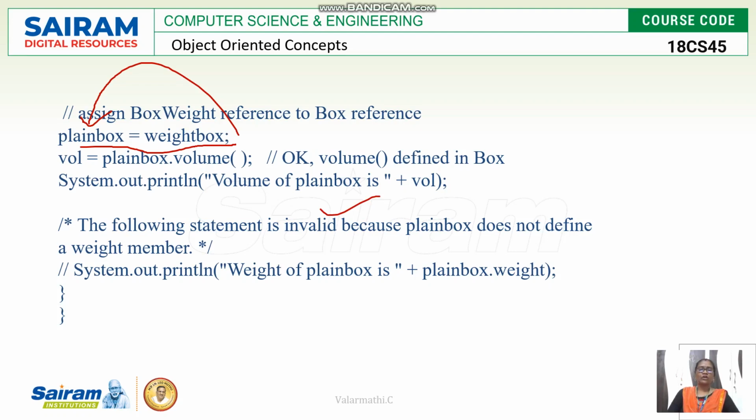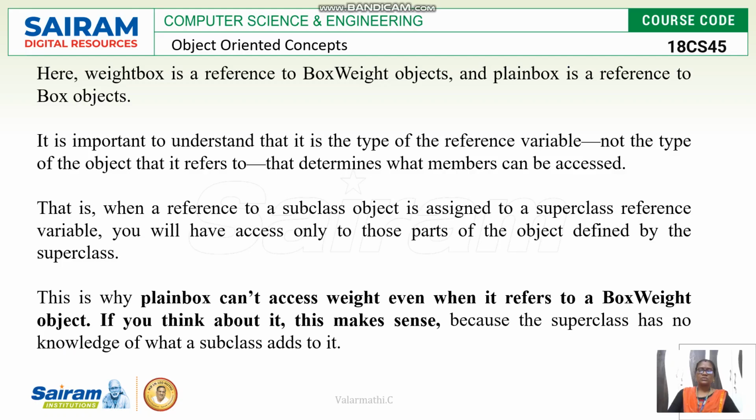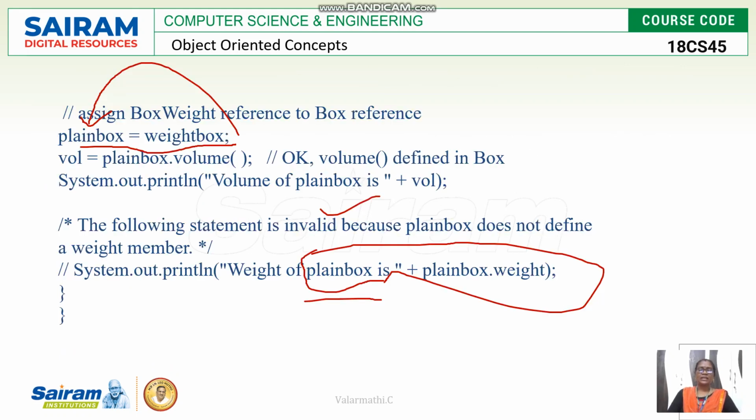But the weight of plain box is not possible. It is invalid because plain box does not have the member variable weight. Only weight box, the subclass, has the member variable weight. So the weight of a plain box is not possible to print, and it will throw an error, right? So this is what is given in inheritance.